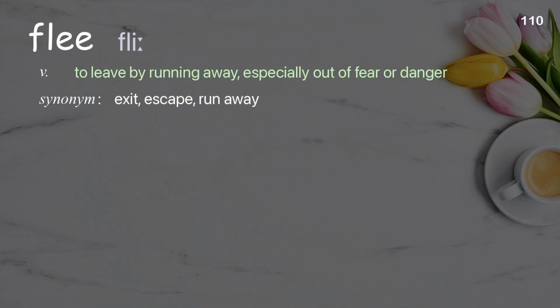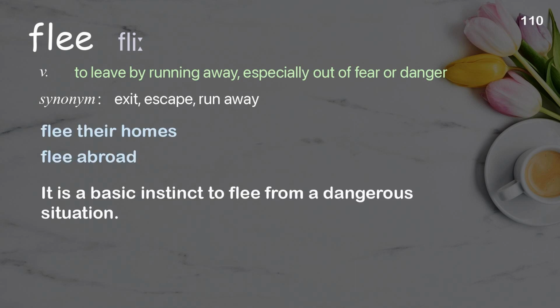Flee: to leave by running away, especially out of fear or danger. Examples: flee their homes, flee abroad. It is a basic instinct to flee from a dangerous situation.